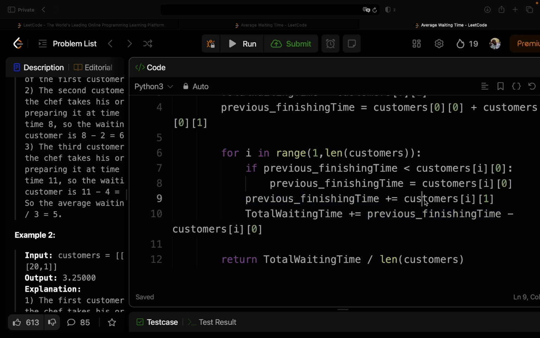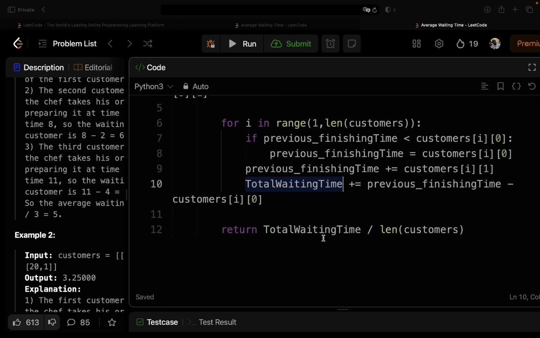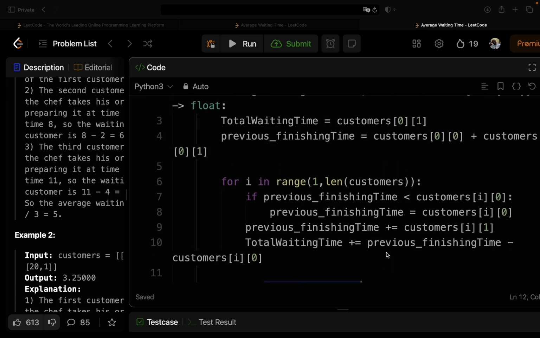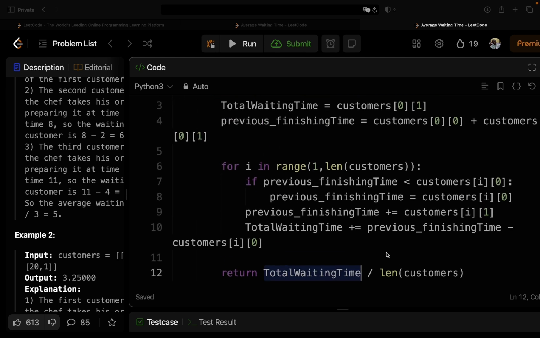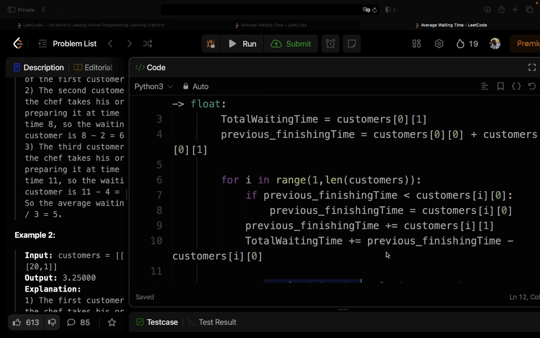Then we'll add the time needed to make the order to the finishing time. Then we'll add the finishing time minus the customer arrival time to the total waiting time. So the answer will be the total waiting time divided by the number of customers. In this case, the runtime will be O of n, and the space complexity will be O of 1, or constant.